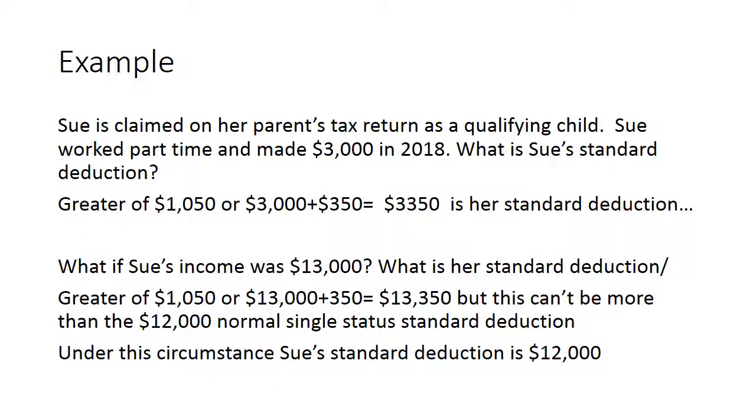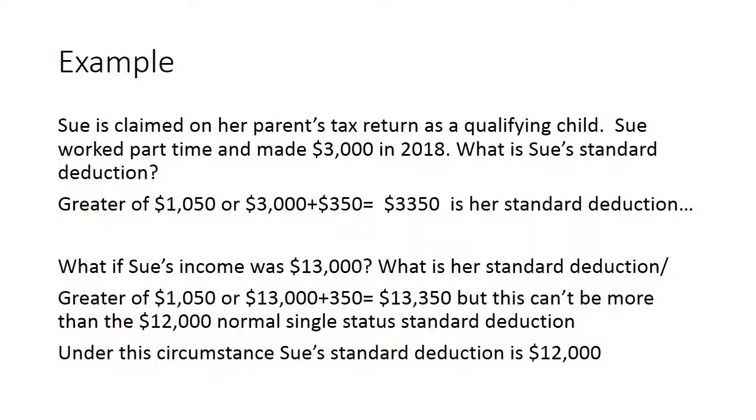So she computes her standard deduction by comparing 1,050 to 3,000 plus 350, her earned income of 3,000 plus 350, or 3,350. The greater of those two is her standard deduction. And as long as that computation is less than the 12,000 that is normally allowed for a single person, then she can claim 3,350 as her standard deduction. So let's see what happens.